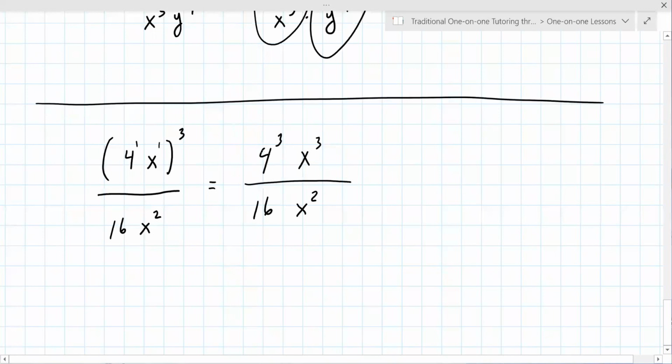Now 4 to the third, we can reduce that. What is 4 to the third? 4 times 4 times 4. 64 over 16 x cubed x squared.